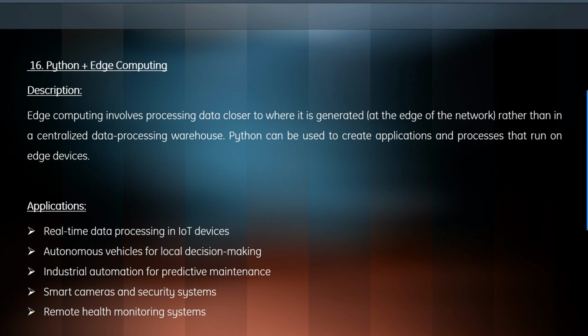Moving on, we have Python plus edge computing. Edge computing involves processing data closer to where it is generated, which is at the end of the network, rather than in a centralized data processing warehouse. Python can be used to create applications and processes that run on edge devices. What are the applications using these two in combination? We have real-time data processing in IoT devices, autonomous vehicles for local decision making, industrial automation for predictive maintenance, smart cameras for security systems, and remote health monitoring systems.